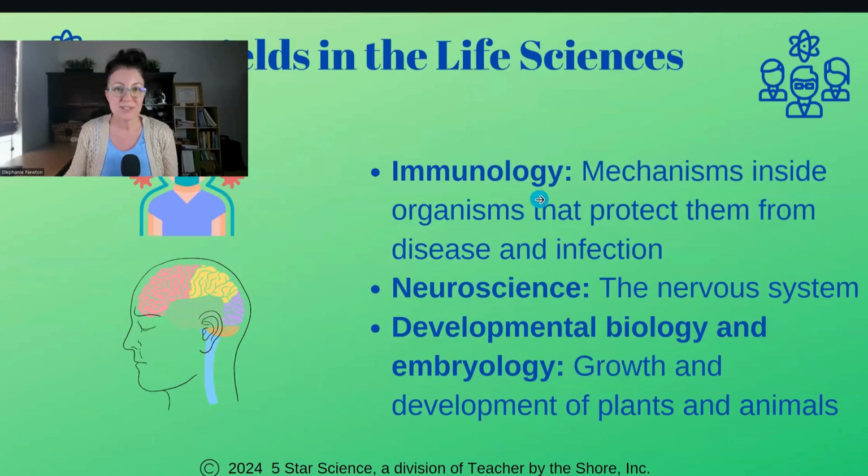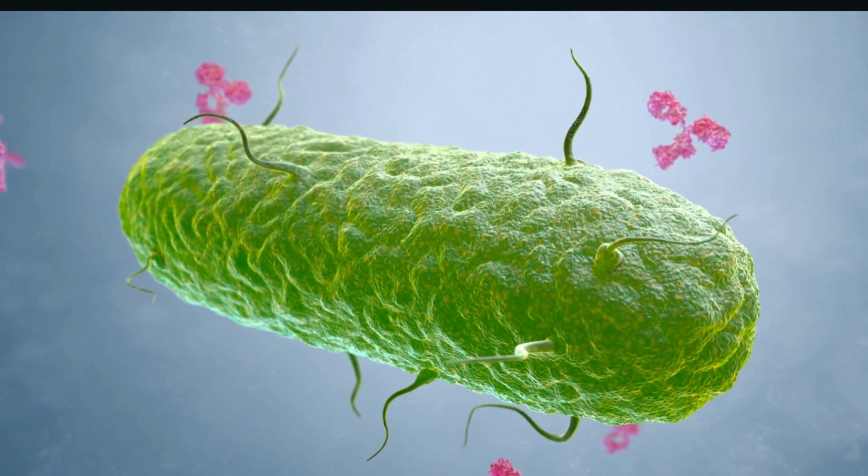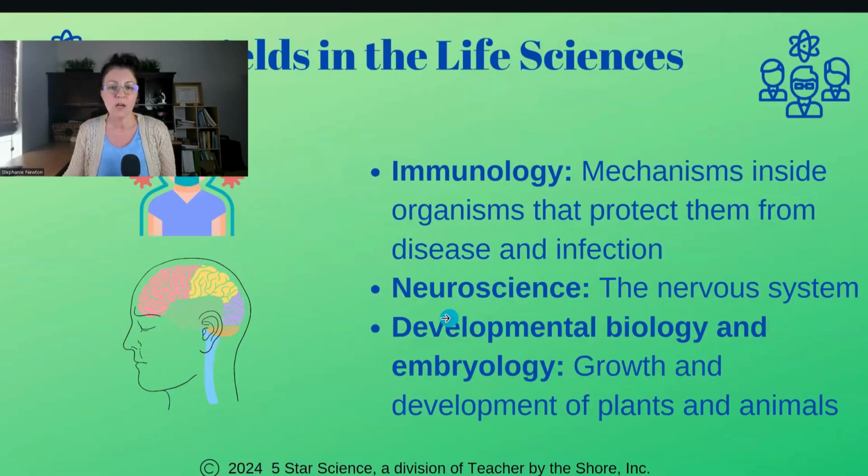Well, an immunologist is someone who studies mechanisms inside organisms that protect them from disease and infection. A neuroscientist studies the nervous system. There are also neurologists, so doctors who work with patients to apply all of the information that has come from neuroscience. Developmental biology and embryology. This is the growth and development of plants and animals.